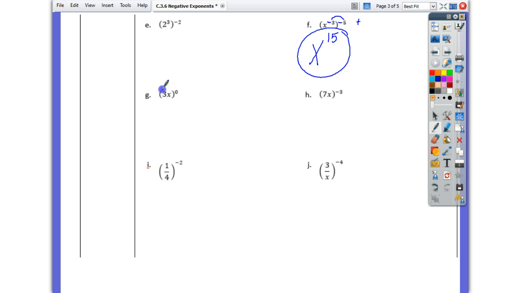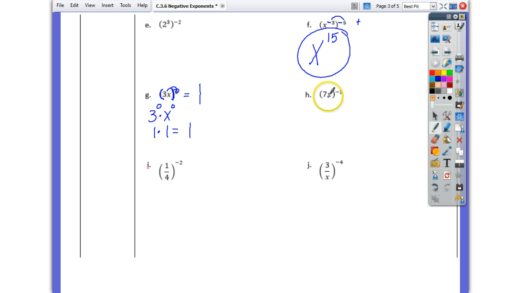Now this one is all in parentheses to the 0 power, so that whole thing equals 1. Because if you were to multiply, you'd have 3 to the 0 times x to the 0. Well, that equals 1, that equals 1, still get 1. So it's in parentheses. The whole evaluated answer is 1.